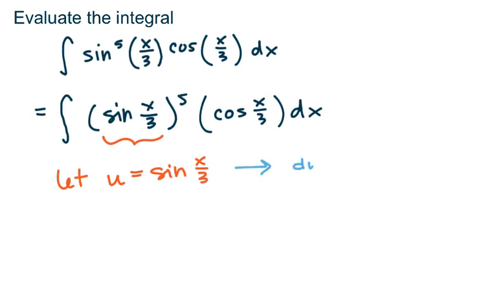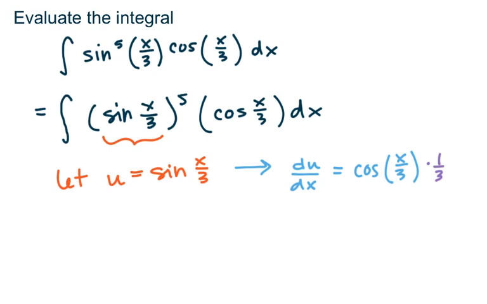That means the derivative of u with respect to x, the derivative of sine is cosine, so that's the cosine of x over 3. But when I'm taking the derivative in this situation, we need to use the chain rule. And so the derivative of my inside, the derivative of x over 3, which is the same as 1/3 x, is going to be times 1/3. So that 1/3 came from using my chain rule to take the derivative.